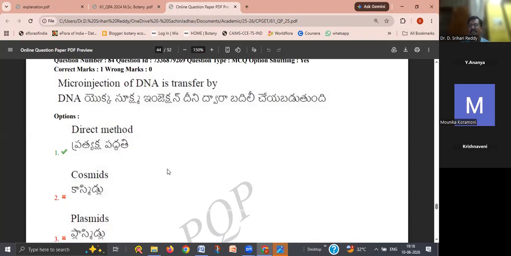Agrobacterium tumefaciens is a bacterium. It has a very famous plasmid, that is called the Ti plasmid or tumor-inducing plasmid. So scientists use the Ti plasmid as a vector to transfer the BT toxin gene from the Bacillus thuringiensis bacterium to BT cotton. So this is the indirect method. It is not directly transferred. One vector is used, the Ti plasmid of Agrobacterium tumefaciens. So it is called the indirect method.